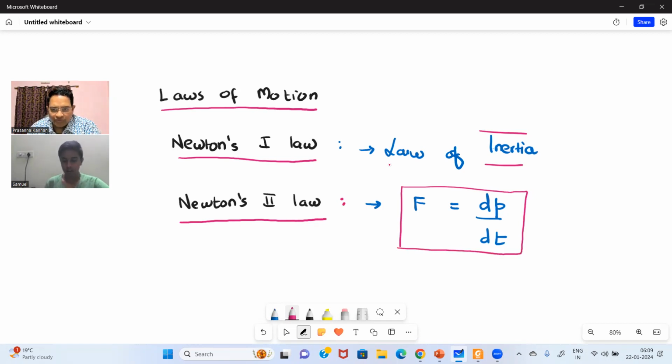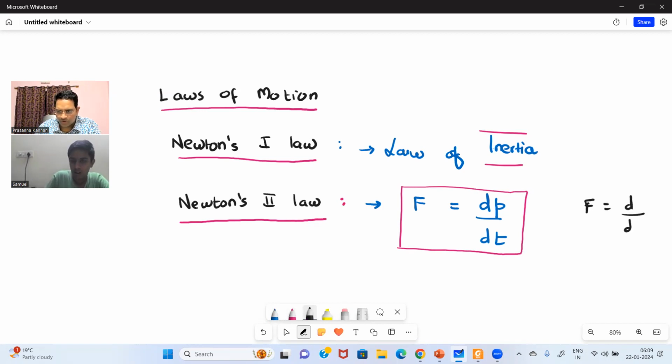So force is directly proportional to the rate of change of momentum with respect to time. And of course, it acts along the direction in which the force acts. So the change in momentum is going to happen in the direction of the force. Good. So F is equal to dP by dt is Newton's second law. You can go further.